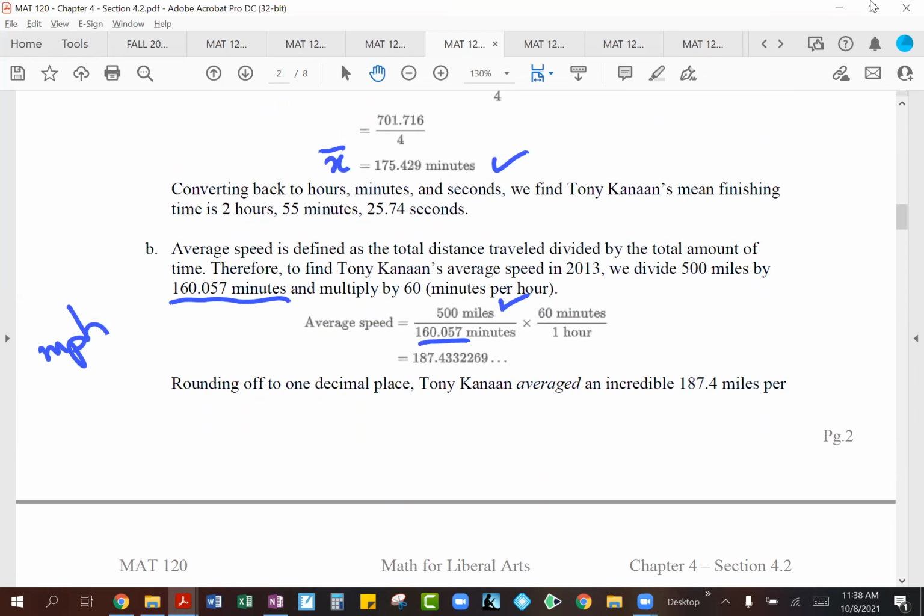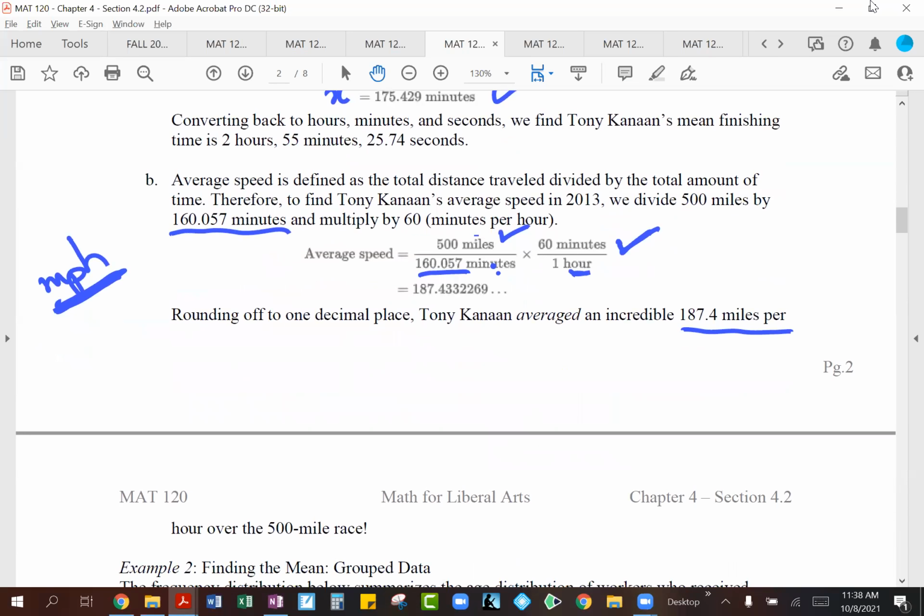But this is miles per minute right now, because you can see we're taking miles and dividing by minutes. Our average speed needs to be in miles per hour. So that's why we're multiplying this by 60 minutes over 1 hour, because we are converting our minutes into hours. And then once you simplify this, you get your average speed. So he was going, on average, at a speed of 187.4 miles per hour to complete his race.